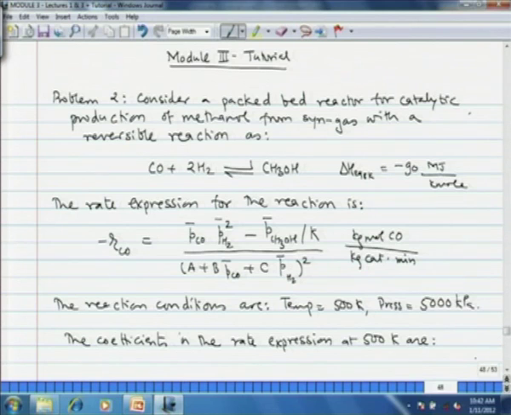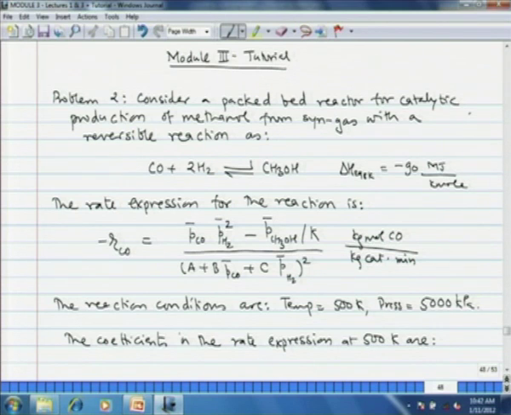Now we have to go for the next problem, that is problem on methanol synthesis in a fixed bed reactor. What you see on screen now is the problem definition. Consider a packed bed reactor for catalytic production of methanol from synthesis gas with a reversible reaction as CO plus 2H2 gives CH3OH. The reaction is highly exothermic, 90 megajoules per kilomole heat released.